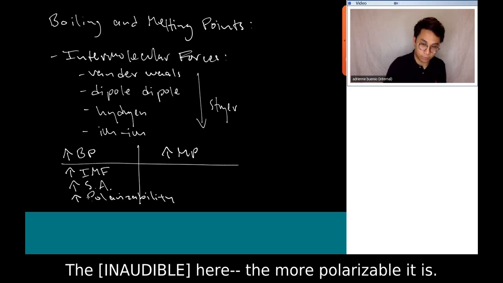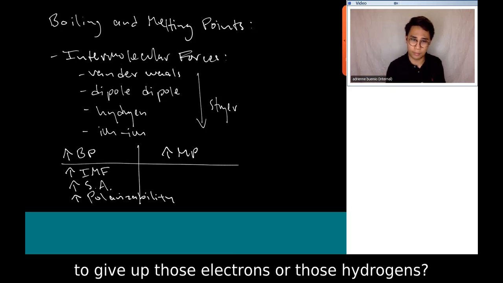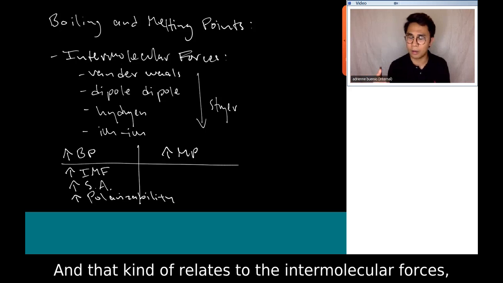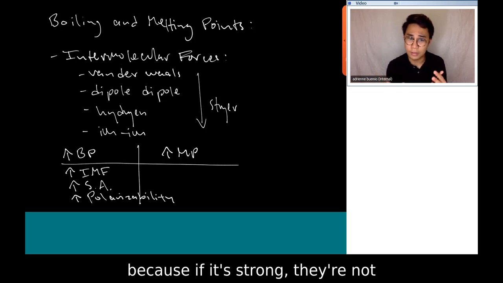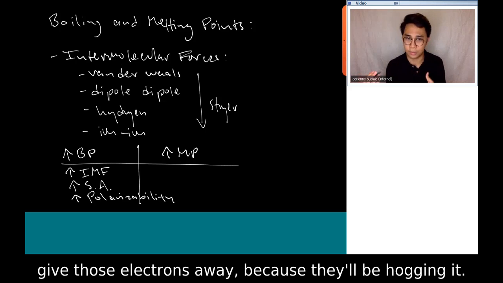The more polarizable it is, the more it is willing or not willing to give up those electrons or those hydrogens, right? So can you snatch those away or no? And that relates to the intermolecular forces, because if it's strong, they're not going to want to give those electrons away, because we hug it.